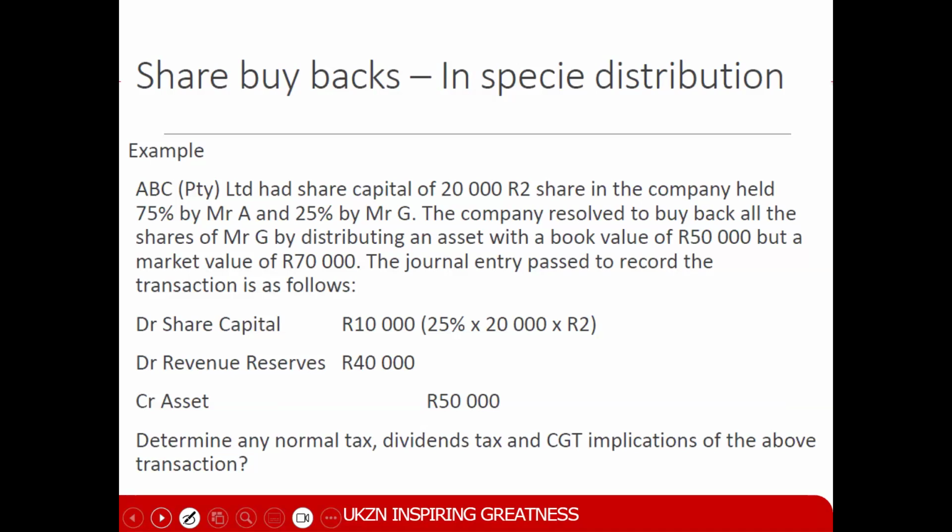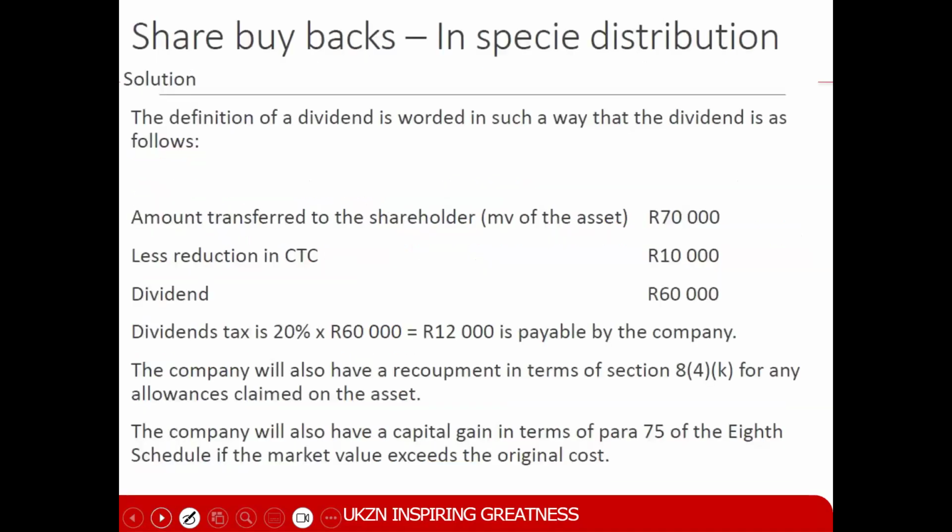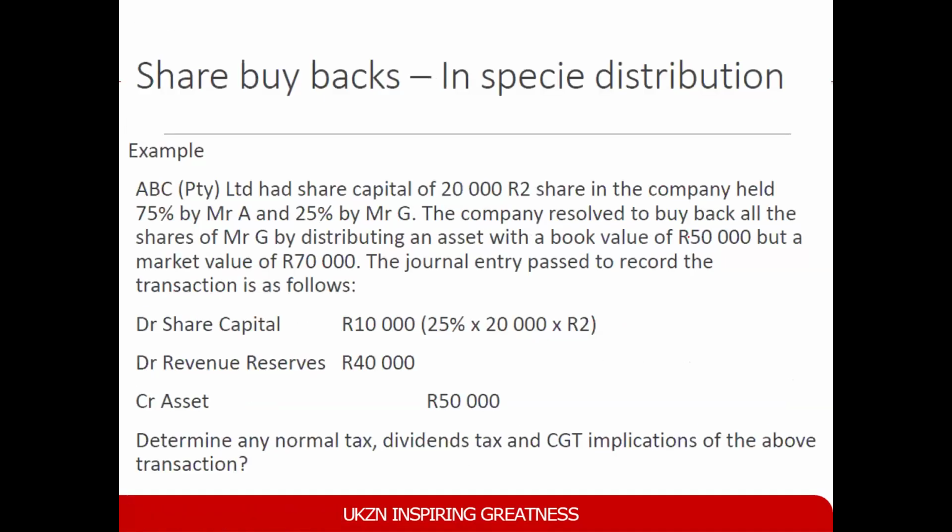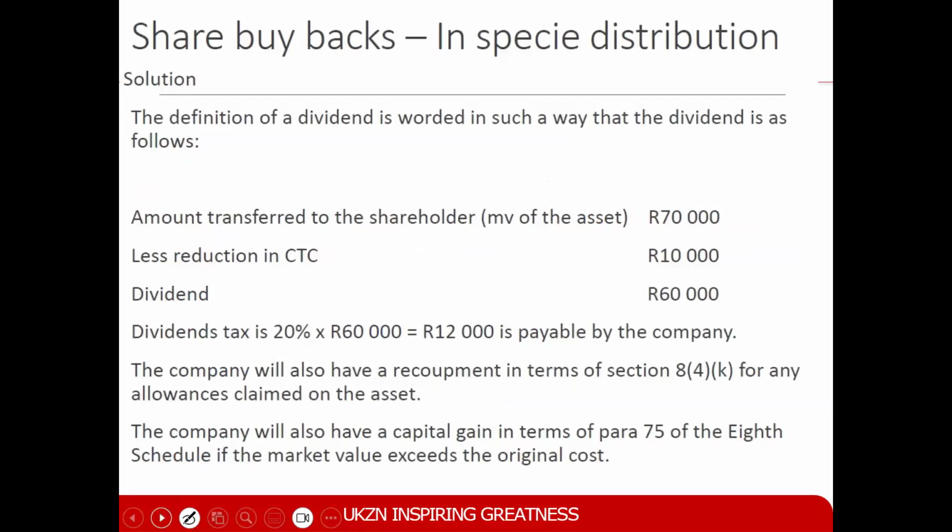So determine any normal tax, dividends tax and CGT implications for the above. Remember, there might be CGT because now we're talking about the asset in this case. So as you can see here, the amount transferred to the shareholder is at market value. We don't use the book value, we use market value here. We've got 50,000, which is the book value. However, the market value of this asset is actually 70,000. So we look here, we're saying how much is transferred to the person, at market value is 70,000, less the reduction, which is the CTC.